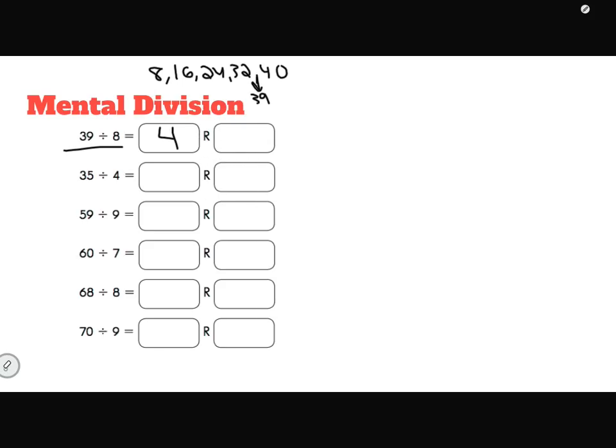No, I did 5. 4 remainder 7. So I can check this problem by doing two related math facts. So I'm going to show you. I'm going to anchor down and I'm going to anchor up. So my anchor numbers for 39, if I'm looking, are 32 and 40.